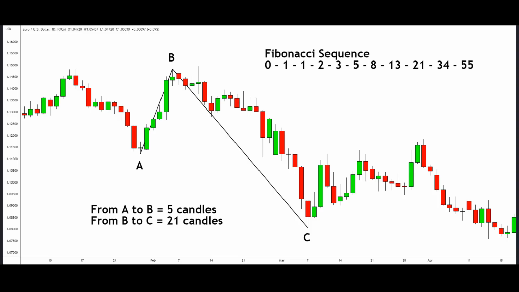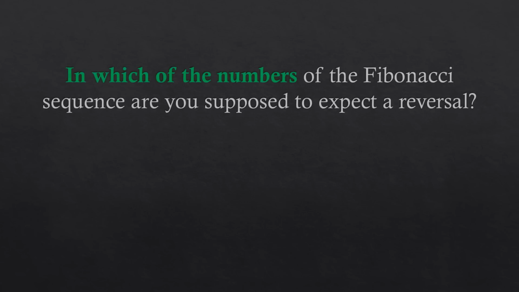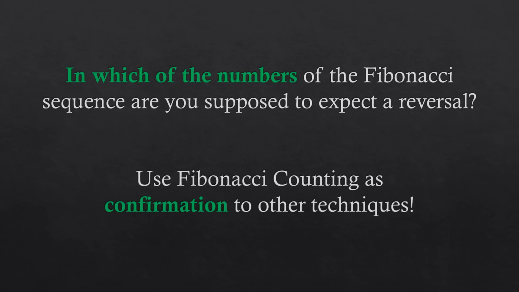The reversals happen exactly at one of the numbers in the Fibonacci sequence. Some of you might be wondering in which of the numbers in the Fibonacci sequence you should expect a reversal. The secret here is to use this technique as a confirmation to other techniques. By itself, the Fibonacci counting technique will be very tricky to use. Let's now observe a few examples of that.